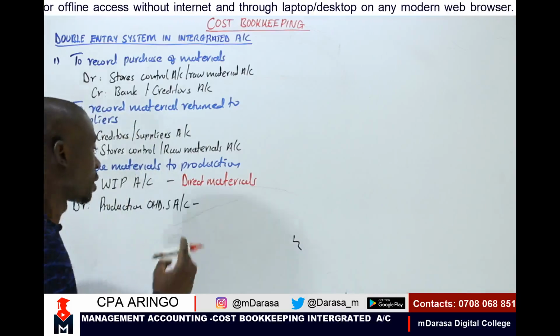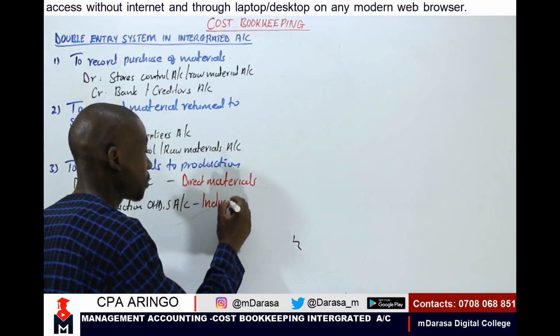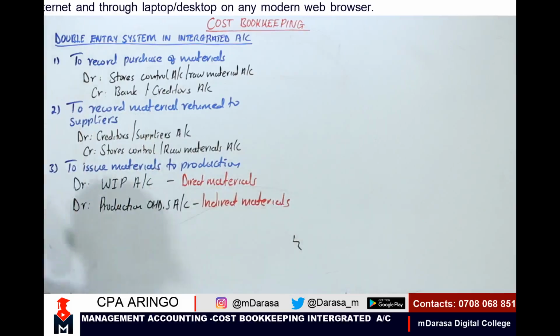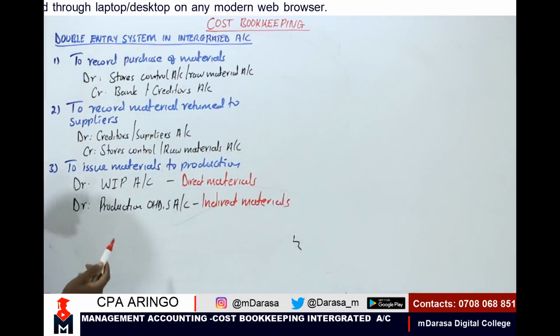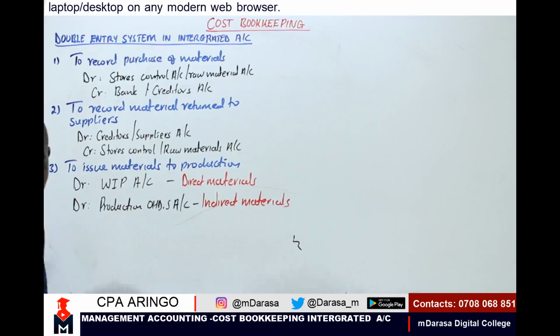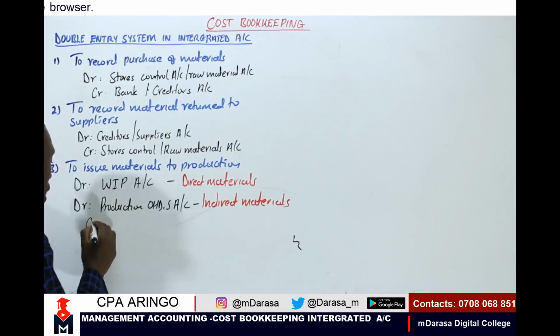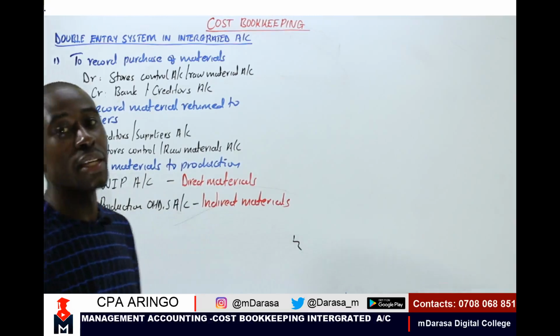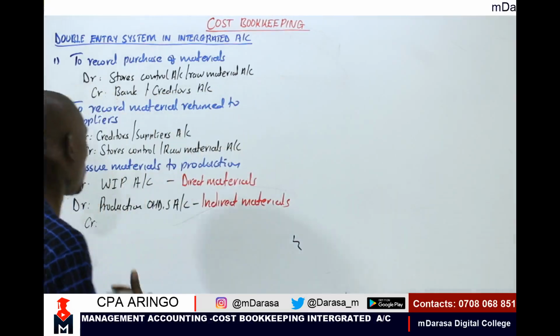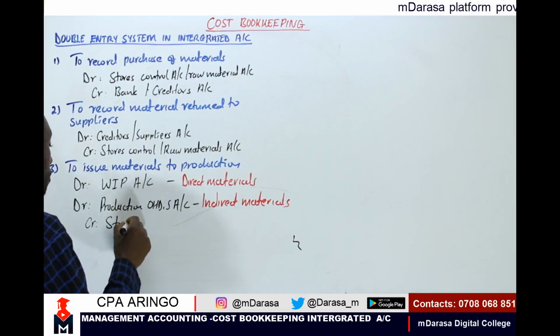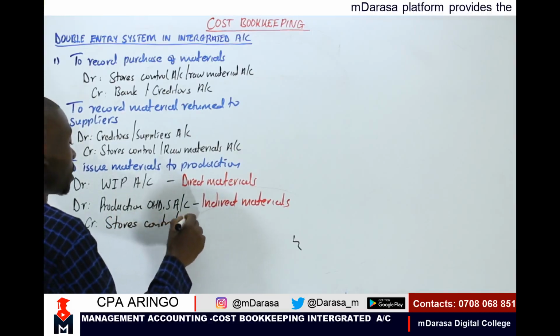So in this case, I'm having indirect materials. We debit the production overheads account if I'm dealing with indirect materials, and work in progress if I'm dealing with direct materials. A very key concept for you to note. After we've done that, the account to credit, of course by now we should know. Where are we getting these materials from? We are getting these materials from either stores control or raw materials account. So we'll be talking of the stores control account.